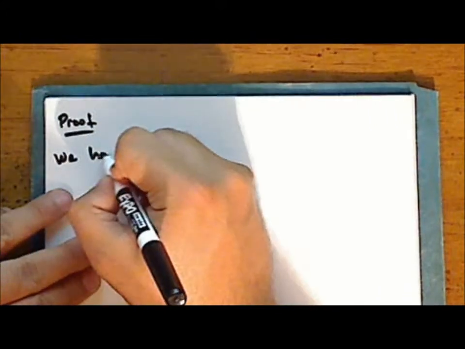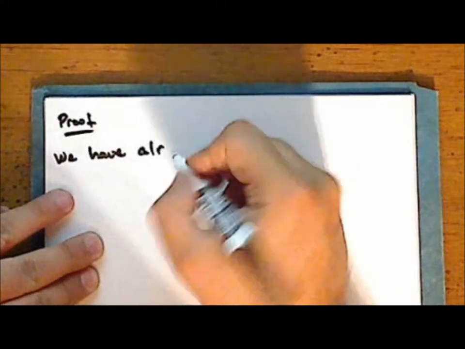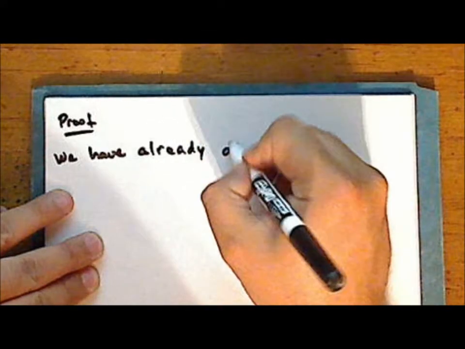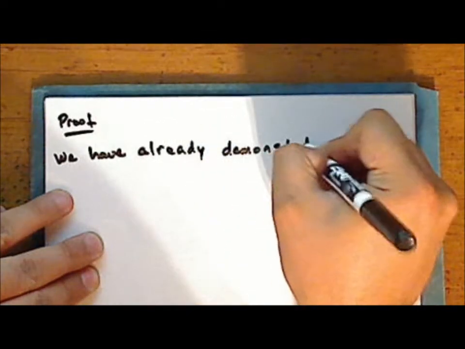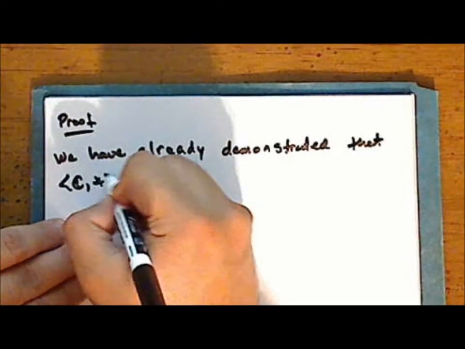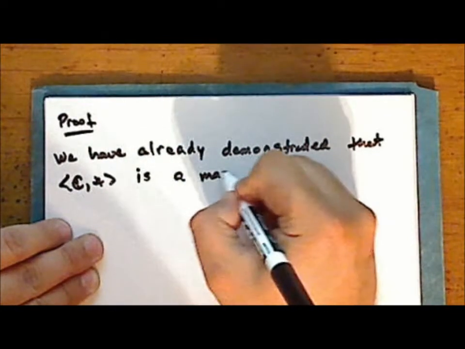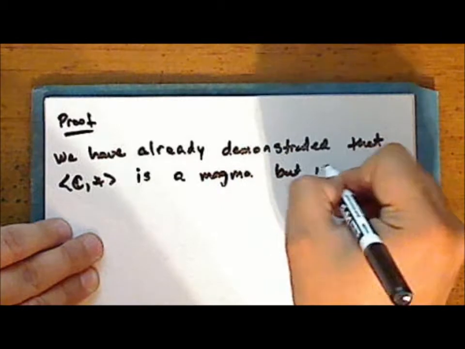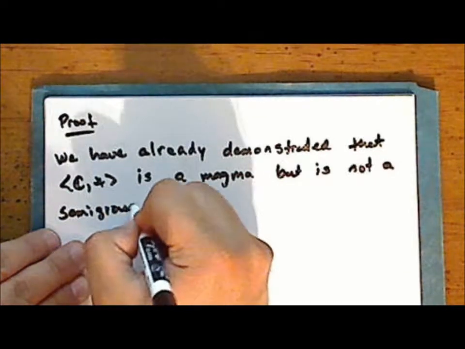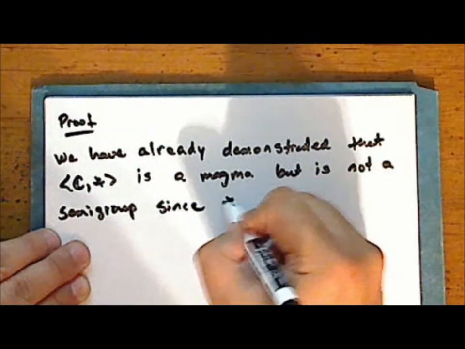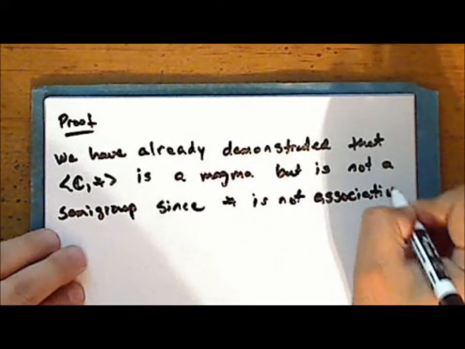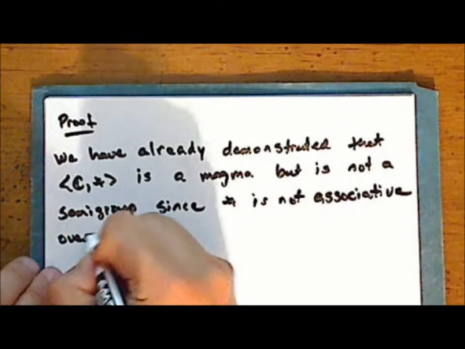We have already demonstrated that the structure is a magma, but is not a semigroup, since the operation star is not associative over the complex numbers.